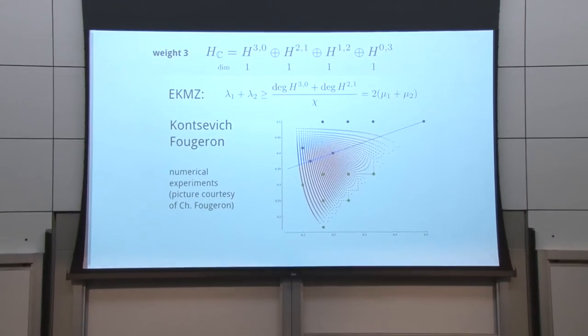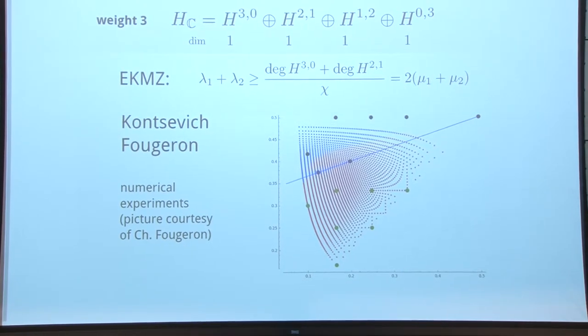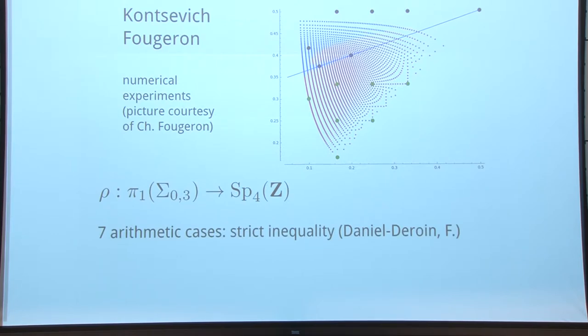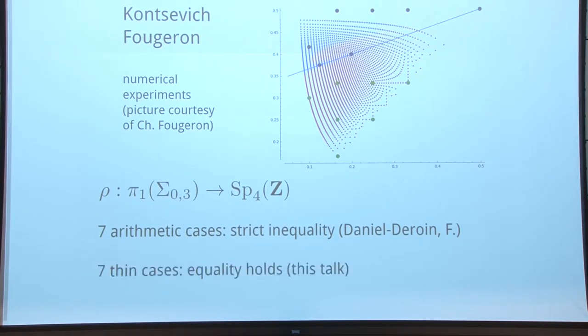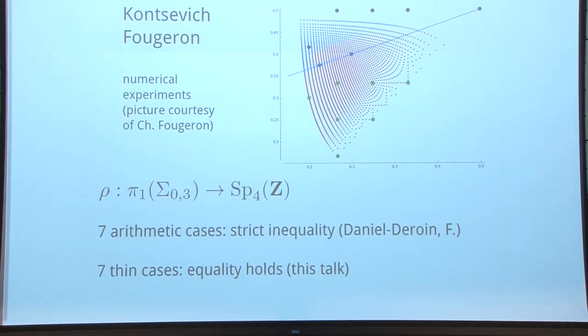So this was just a numerical experiment. For 7 members of the family, the formula is true; for the other 7 members, the formula seems to be a strict inequality. In fact, there's another dichotomy, which at the time was conjectural, but then people figured it out. 7 of these cases are arithmetic groups, meaning that the image of this representation is a finite index subgroup of the symplectic group, and in the other 7 cases, they're what are called thin subgroups, meaning that they're infinite index inside the symplectic group. What was seen numerically was that for the arithmetic cases, the inequality was always strict, and for the thin cases, the inequality seemed to be an equality. So there seemed to be a formula for these, at least numerically.